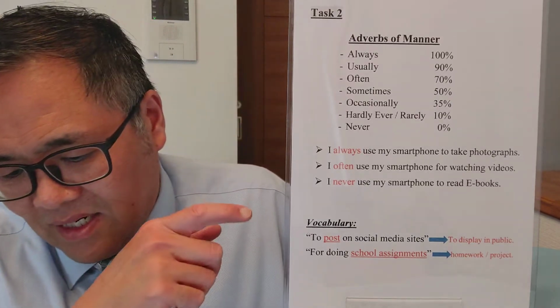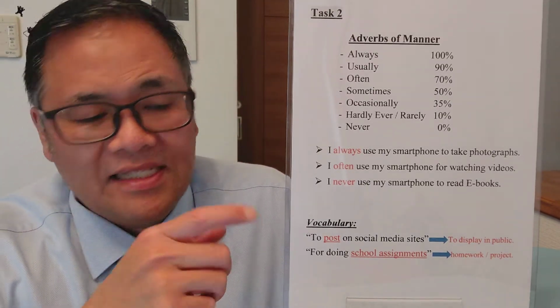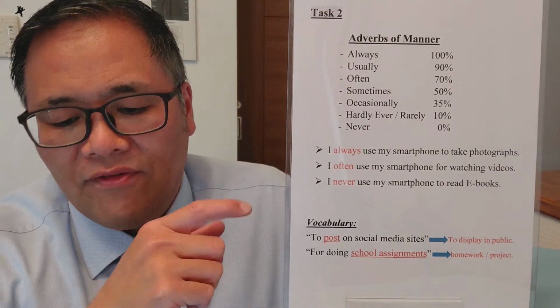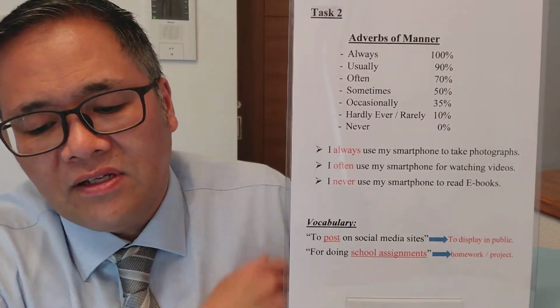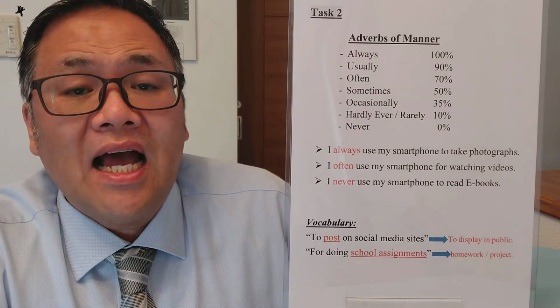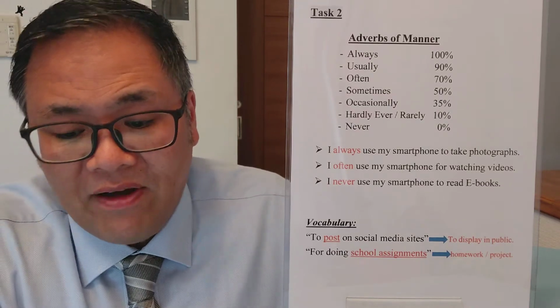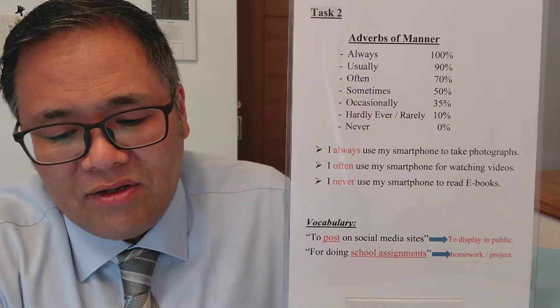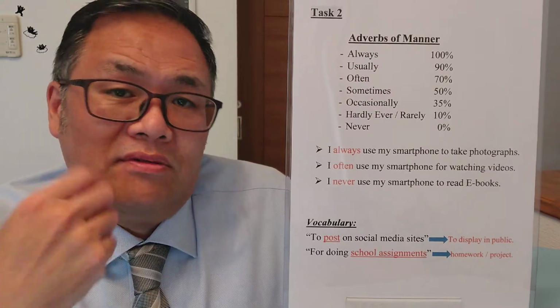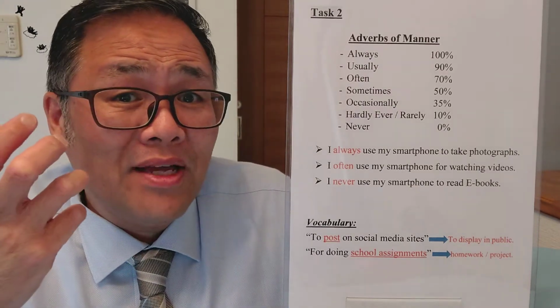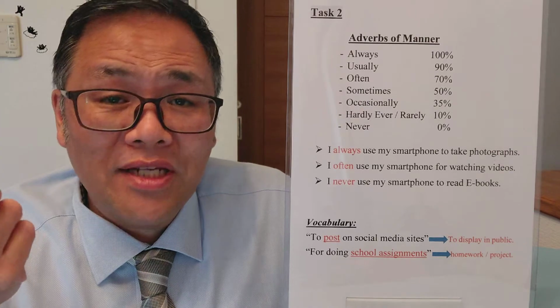So as you can see, here's an example. We have basically 7 adverbs of manner. So if you use always, usually, often, sometimes, occasionally, hardly ever, rarely, or never. Okay, and in the percentages. If something that you always do, it's basically 100%. Maybe you do it every day, and usually 90%.